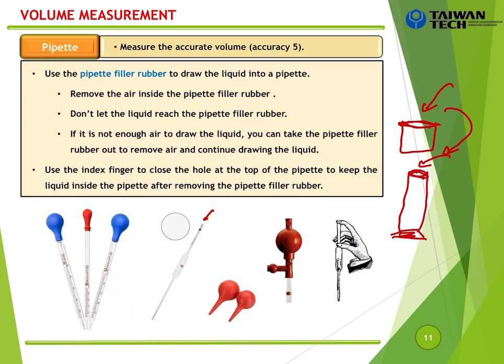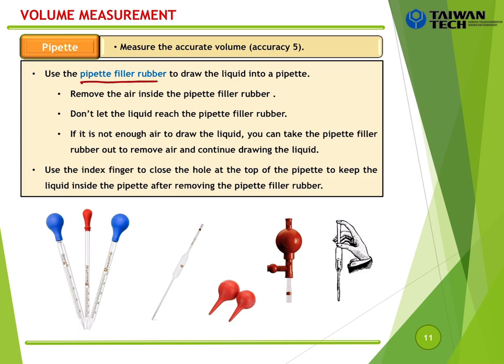For the pipette, we need to use another thing, and we call that the pipette filler bulb. Okay, so this one is the pipette filler bulb. We have different shapes. This one is made from rubber, and then we can fill the pipette. So we call that the pipette filler bulb. And we can use this one to draw the liquid into the pipette. Okay, and how to draw it?